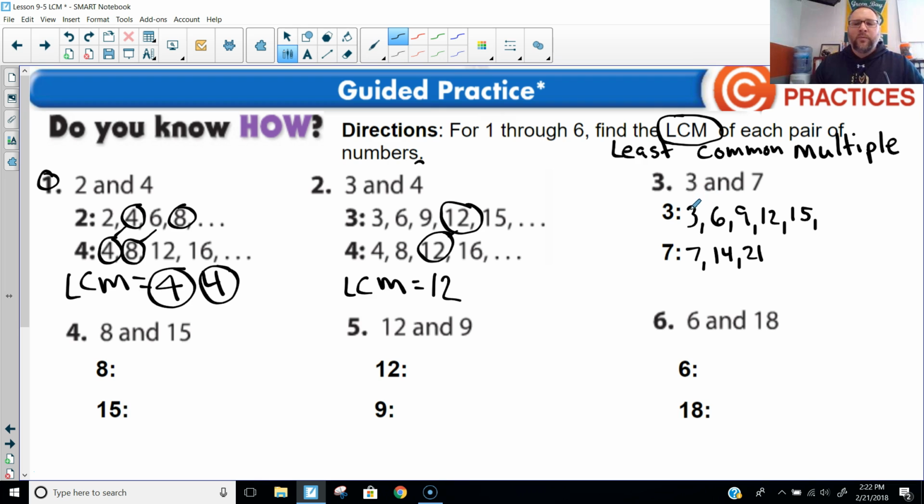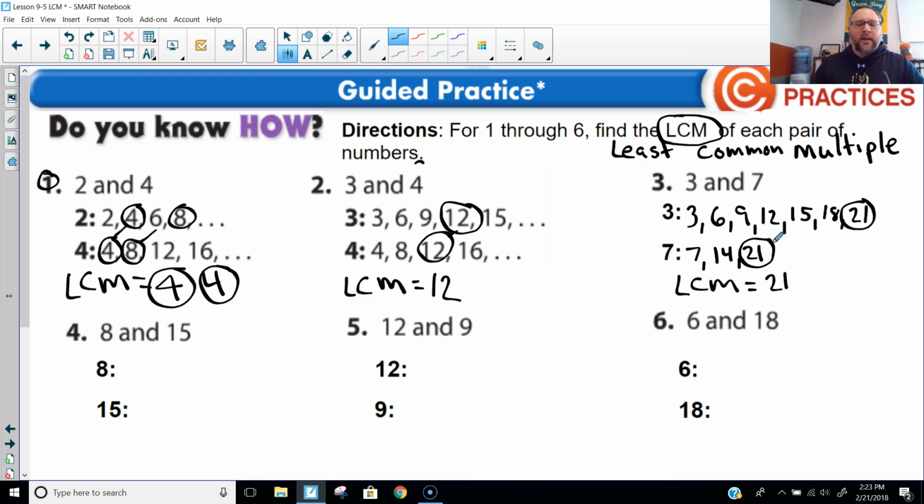So far I have 3 times 1, 3 times 2, 3, 4, 5. 3 times 6 is 18. Let's check to see if 18 is down here. Nope. Alright. 3 times 7 is 21. Let's see if 21 is down here. And yes, it is. And there is our least common multiple for 7 and 3. It's 21.